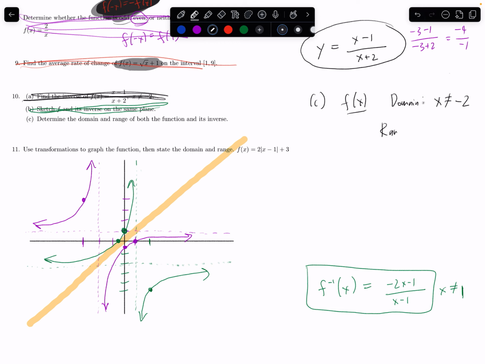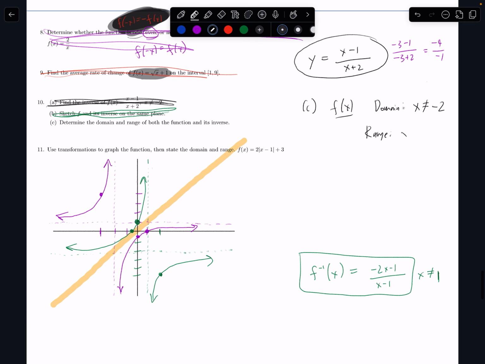What about the range? Range, the only thing I don't hit is this positive 1, right? So basically y cannot be positive 1. Or if you'd rather think of it as intervals, negative infinity to 1, union 1 to infinity. Okay. What about the inverse? So now let's look at the inverse.